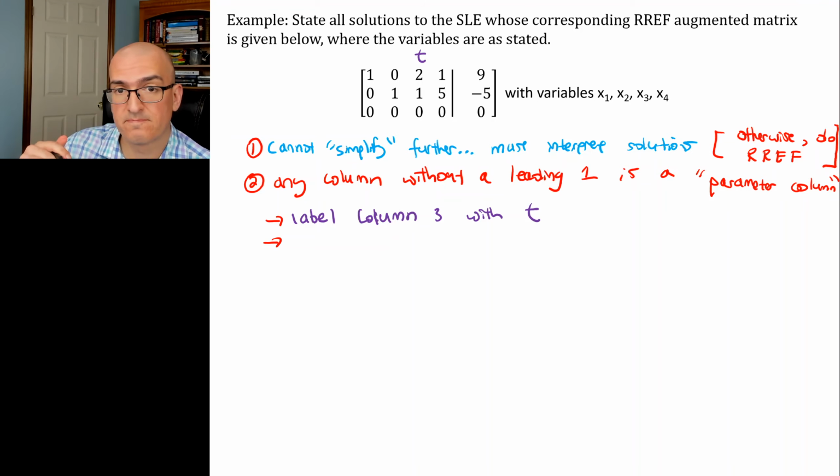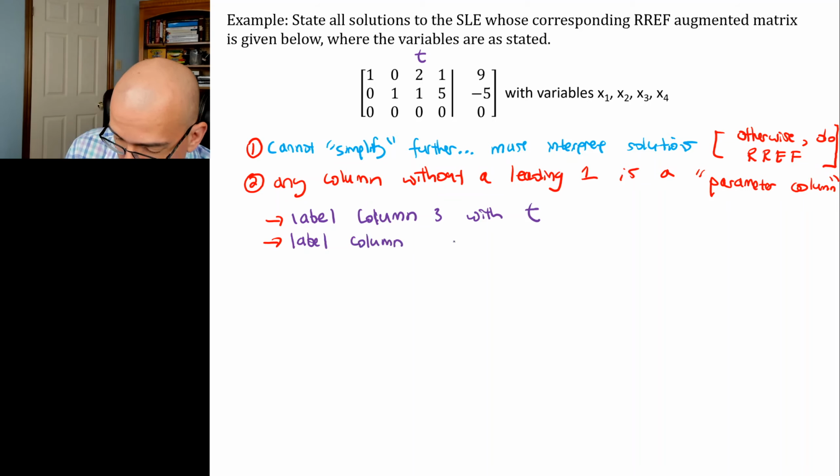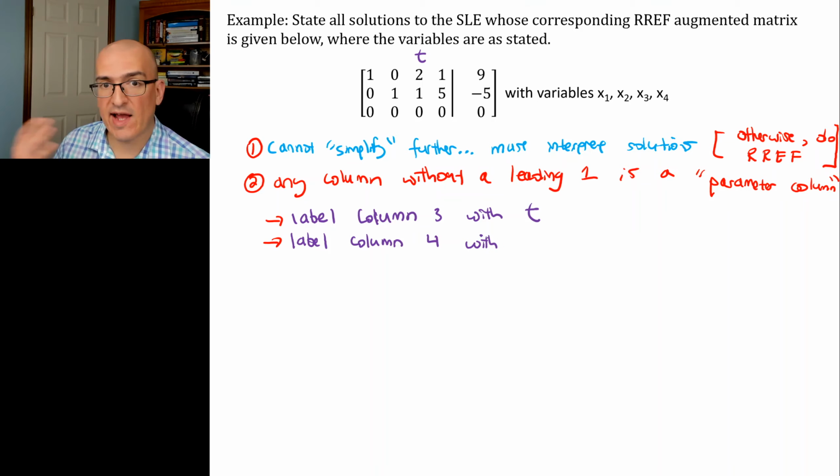So now what else? Let's look at the fourth column. Label column 4 with another letter. You could use S if you want. I'm not going to use S though. I'm going to use R because my 5s and my S's look the same.